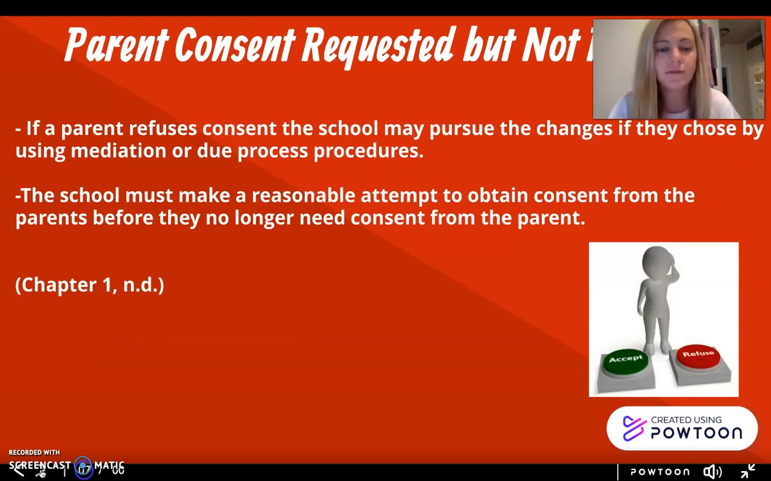If a parent refuses consent, the school may pursue the changes if they choose by using mediation or due process. So that's if a parent consent is requested but not provided. The school must make a reasonable attempt to obtain consent from the parents before they no longer need consent from the parent. And that would be they have to contact the parents 2 times in 2 different ways. So either a letter, an email, a phone call, a house visit, 2 different attempts.